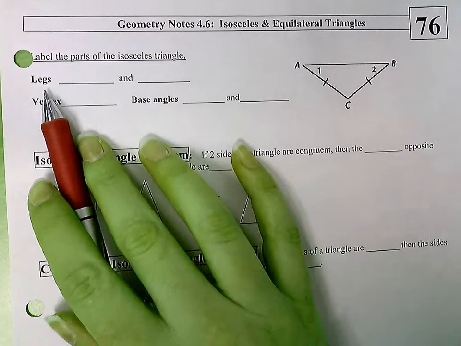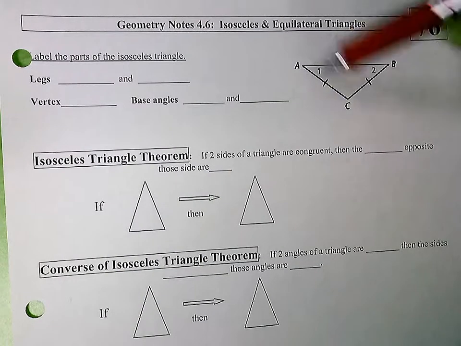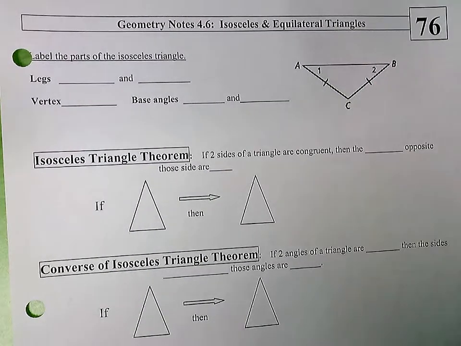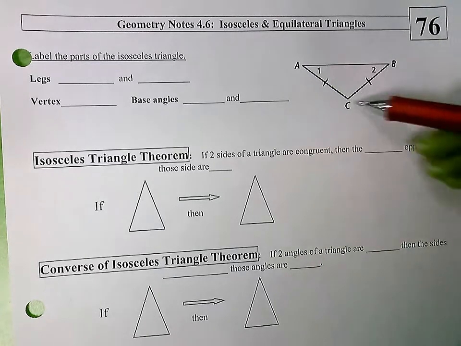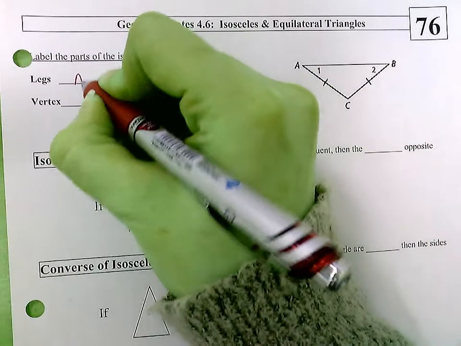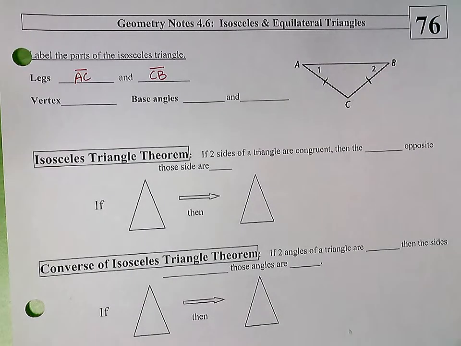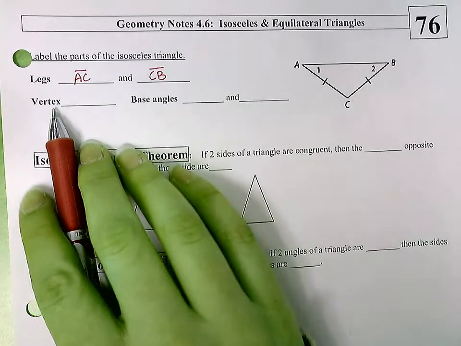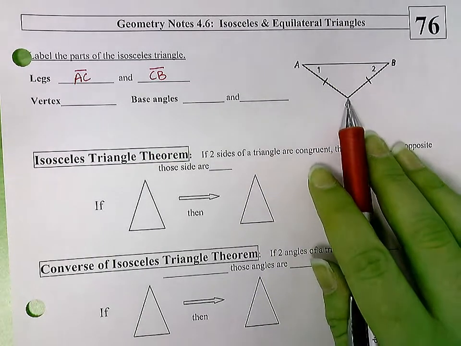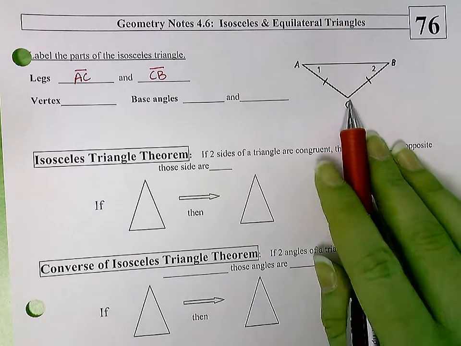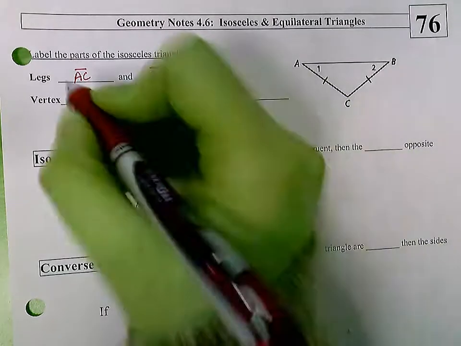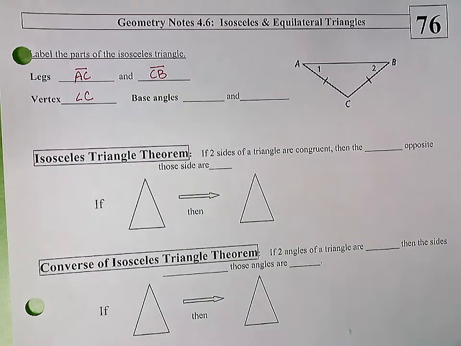So the legs of your isosceles triangle, if I look over here, would be side AC and side CB. Okay, so the legs of an isosceles triangle are those congruent sides. Those are what the legs are. The vertex, okay, your vertex is an angle. It is the angle between your two congruent sides. So my vertex here would be angle C.